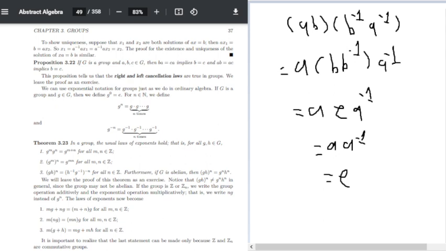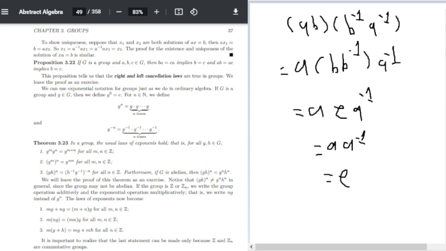Okay. We can use the exponential notation for groups just as we do in ordinary algebra. If G is a group and g is in G, first, we define g to the 0 to be equal to e. This is one of the reasons that anything to the 0 is equal to 1. It's a nice construct, and this is just the general group theoretic version of that. For n in N, we define g to the n to be g composed with g composed with g, n times total, and g to the negative n to be g to the negative 1 times g to the negative 1 all the way times g to the negative 1 composed with itself n times.